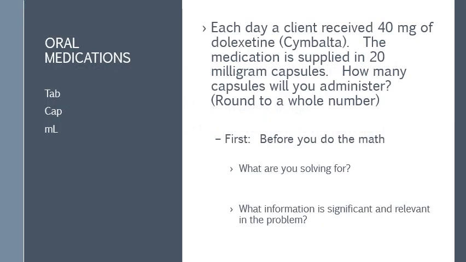All right, so before we begin doing some math, just want to reiterate, you want to start with what you're solving for. So we really need to take a look at a few things in the question as we read it. What we're solving for is usually going to be at the end of the question. And for this case, it's how many capsules are we going to be administering. You also need to look at other significant and relevant information. For example, we need to know what the order is, and that is 40 milligrams of the Cymbalta. And then you need to know how it's stocked, and that's stocked in 20 milligram capsules.